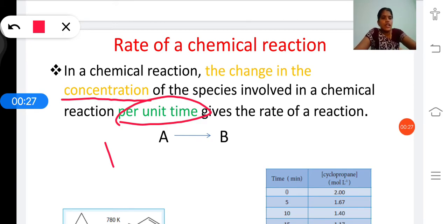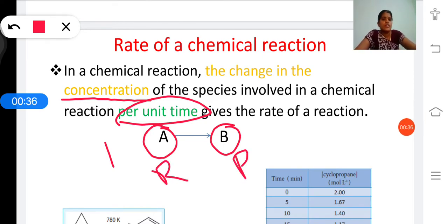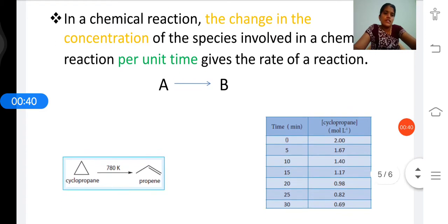So here we can take A as a reactant to give a product B. So A is the reactant, and this is the product. Here one more example is there.